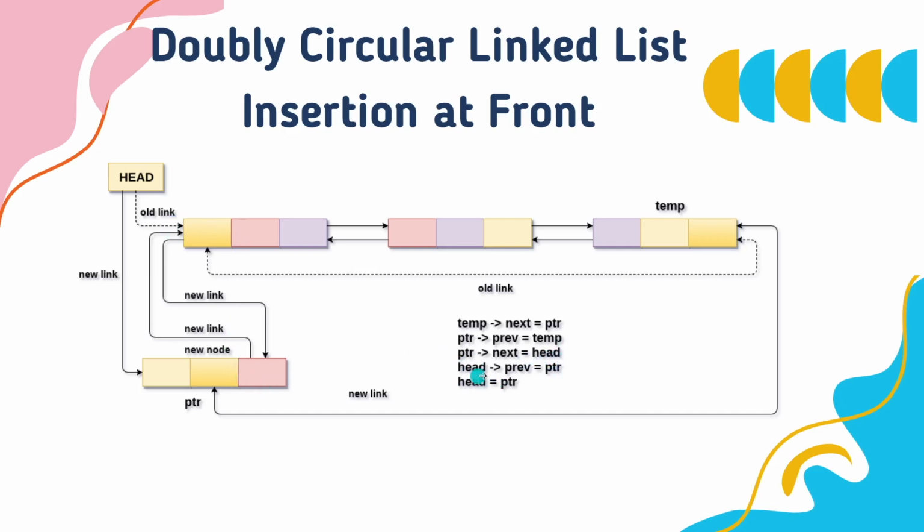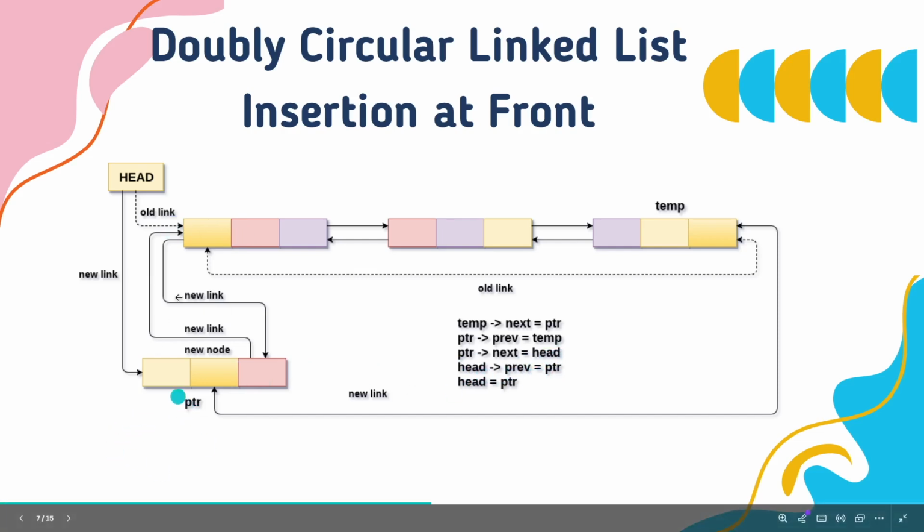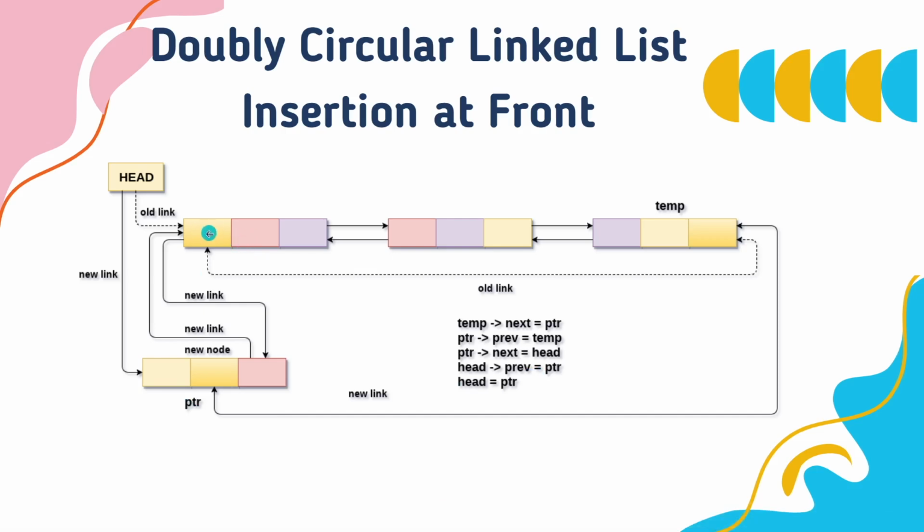After that I should set head's previous is equal to PTR. Head is the one here, and this node's previous part should contain the address of the first node. The second node's previous should contain the address of the first node, that is what I am doing: head's previous is equal to PTR. So, this also gets done, and finally, we set up this node to be the head, with one assignment, head is equal to PTR.